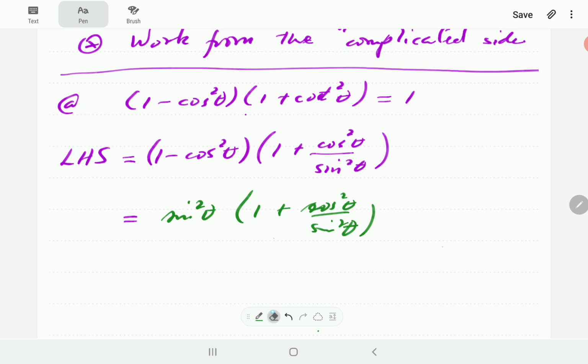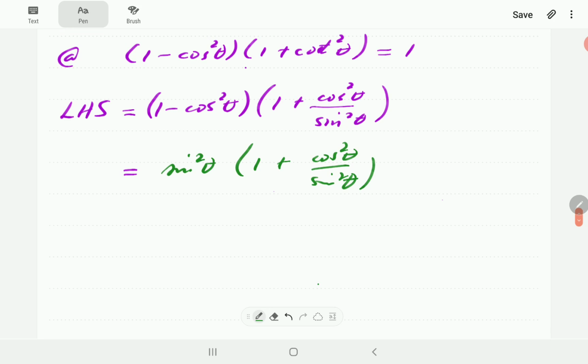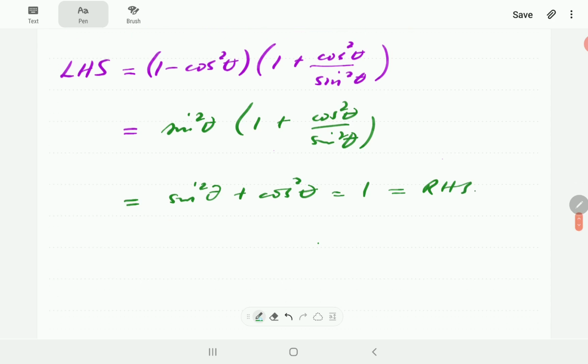Before we write this as one fraction, we are just going to see what happens if we multiply out these brackets. Sine squared theta times 1 is just sine squared, and then you're going to notice that if you multiply this term by this term, sine squared is going to cancel out, so we're just going to remain with cosine squared. But then sine squared plus cosine squared is equal to 1, and so this is now equal to the right hand side.